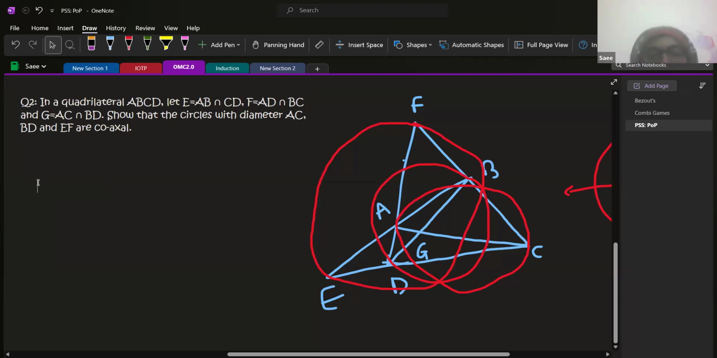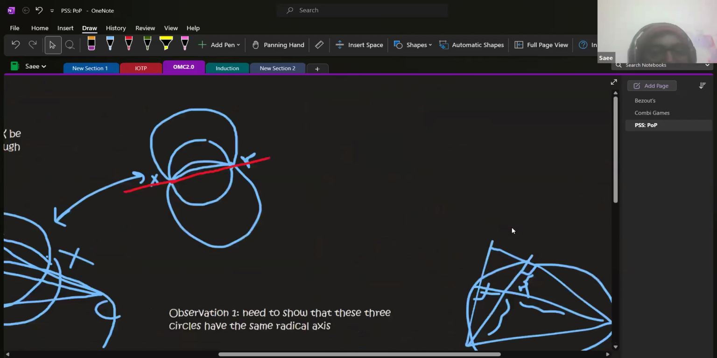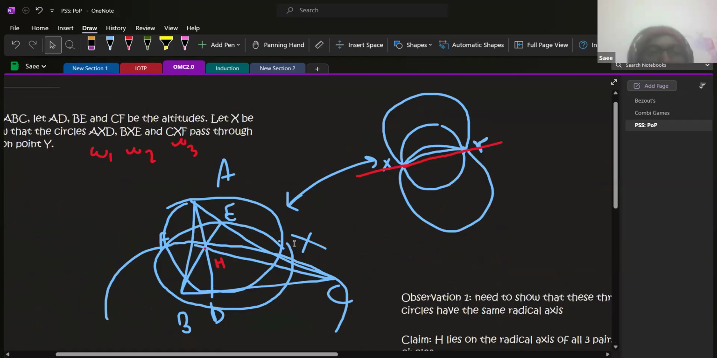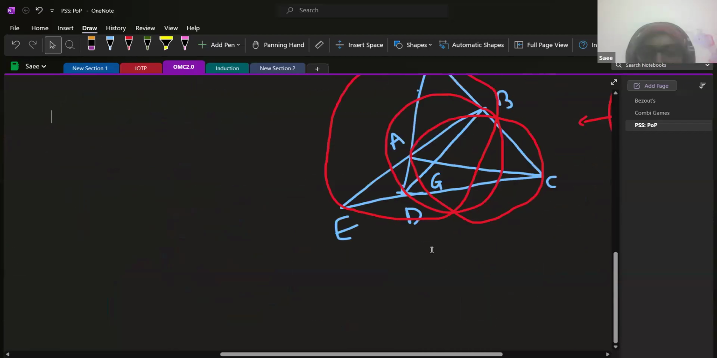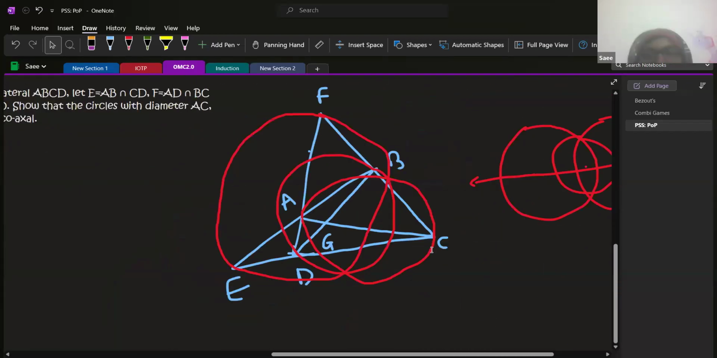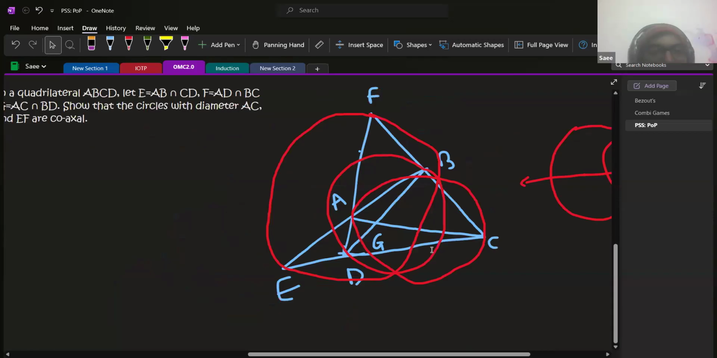Okay, so what do we need to show? We need to show that they're coaxial. So now over here, in the earlier question we knew that they were passing through one point, and we wanted to show that all of them also pass through one other point. Over here, we don't know that. How could we go about showing they're coaxial? Maybe there's a strategy by which we can approach this.